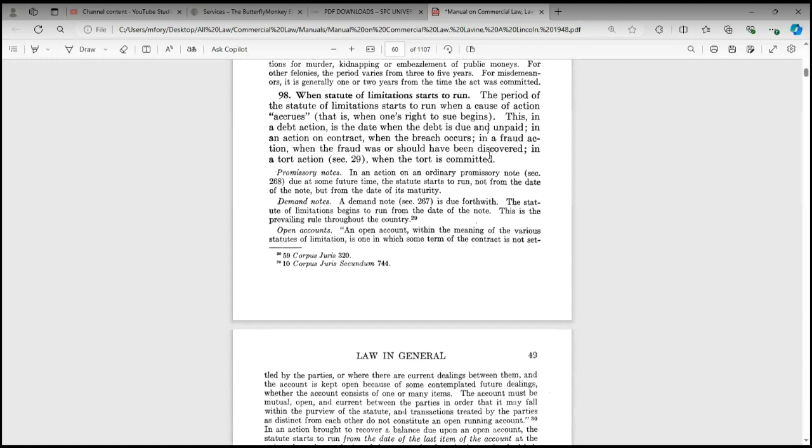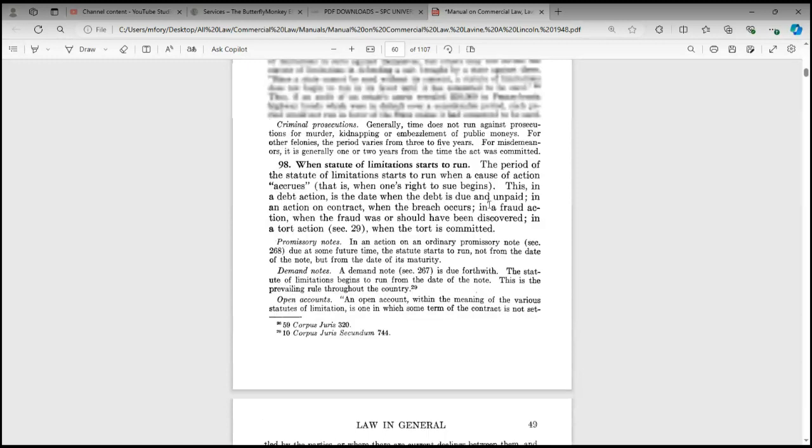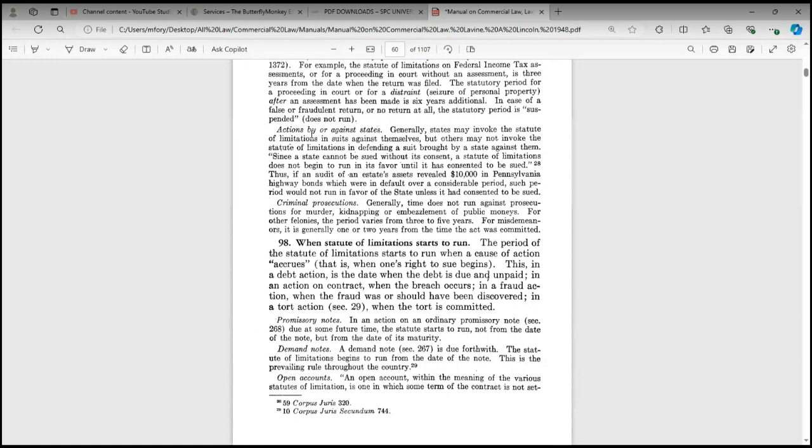When statute of limitation. Oh no, I didn't finish reading this right. Actions by or against states. Generally, states may invoke the statute of limitations in suits against themselves, but others may not invoke the statute of limitations in defending a suit brought by a state against them. Since a state cannot be sued without its consent, a statute of limitations does not begin to run in its favor until it has consented to be sued.